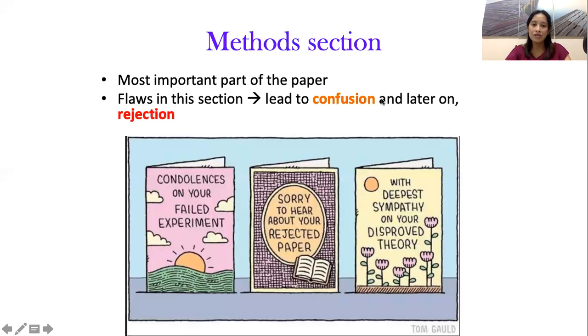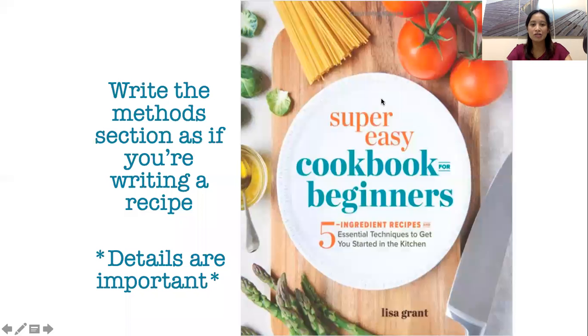So the methods section is the most important part of the paper, and flaws in this section can lead to confusion later on, rejection. No? So you might receive letters like this, like sorry to hear about your rejected paper, or condolences on your failed experiment. So you don't want to receive any of those rejections.